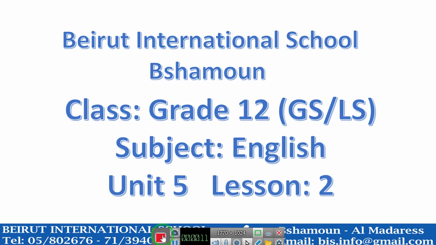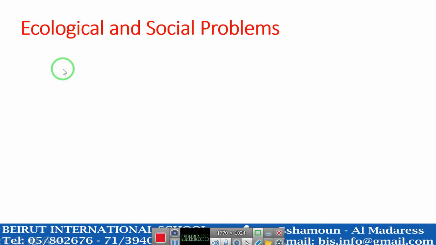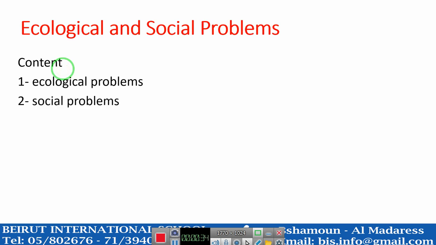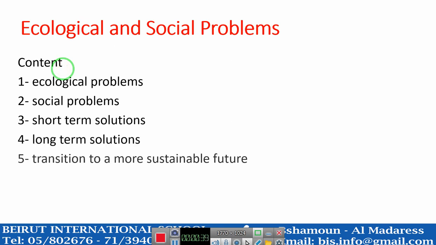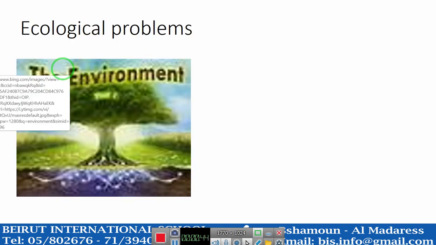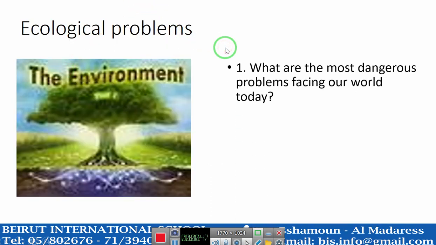As we said last week, we're going to proceed with our online videos to be able to finish the curriculum. And this video is going to focus on Unit 5, Lesson 2. Please stay focused on all the details and information mentioned. Unit 5, Lesson 2 sheds light on ecological and social problems. The content of this lesson is divided into ecological problems, social problems, short-term solutions, long-term solutions, and transition to a more sustainable future.